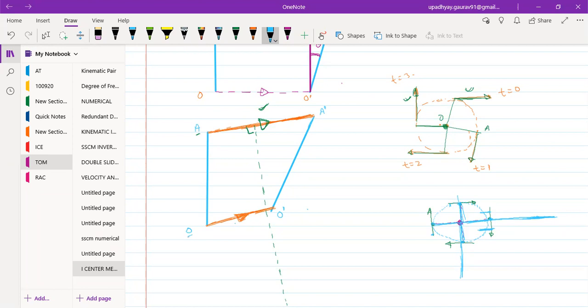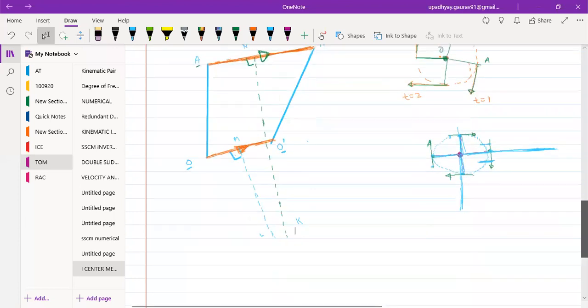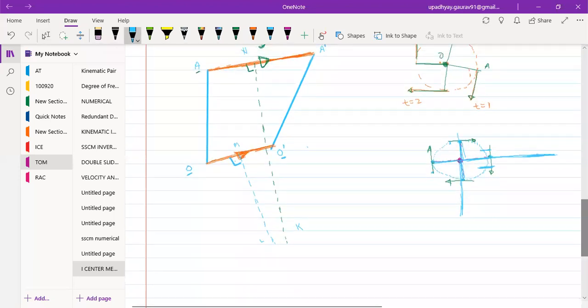Similarly, the point O has moved to O dash. So I have to again draw a perpendicular at this. Yes or not? So the center of rotation will lie at this point, say M L N K, say this is N K. Yes or no? A dash says that it will be lying on the line N K, and O dash says that it will be lying somewhere on the line ML. Yes or not?